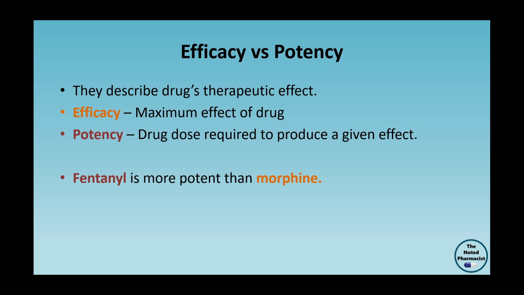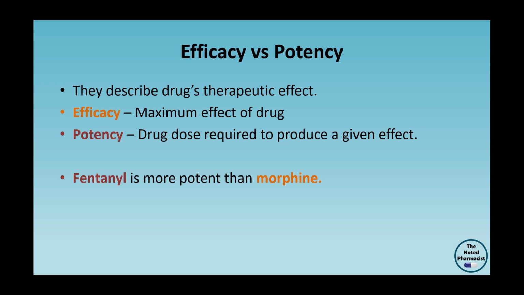Potency, however, reflects the drug dose required to produce a given effect. A more potent drug requires a lower dose to achieve the same effect as a less potent one. For instance, fentanyl is more potent than morphine, achieving comparable pain relief at a much lower dose. While potency concerns dose, efficacy focuses on the achievable therapeutic outcome.